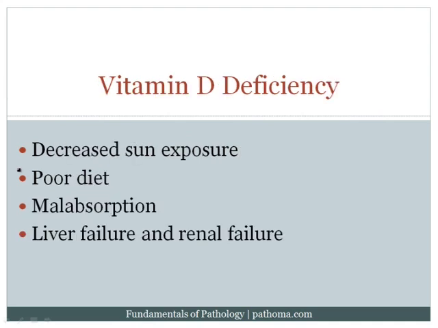Now, some of the ways in which a vitamin D deficiency could develop include decreased sun exposure. Recall from biochemistry that most of the vitamin D in your blood is actually derived from exposure of the skin to the sun. It can also arise from poor diet. There is a percentage of vitamin D that comes from your diet. It can arise from malabsorption. Of course, vitamin D is a fat-soluble vitamin. And then it can also arise from liver failure and renal failure, and that's because both the kidney and the liver are essential for activating vitamin D.